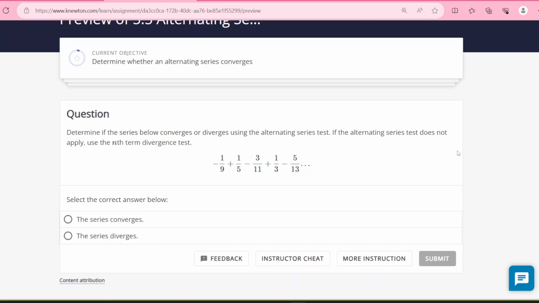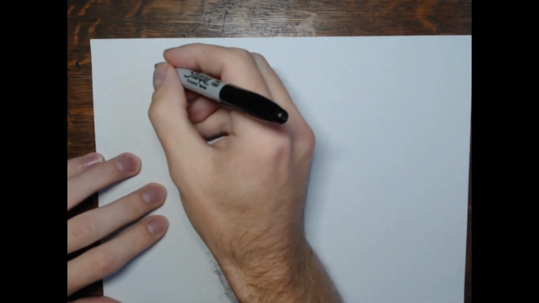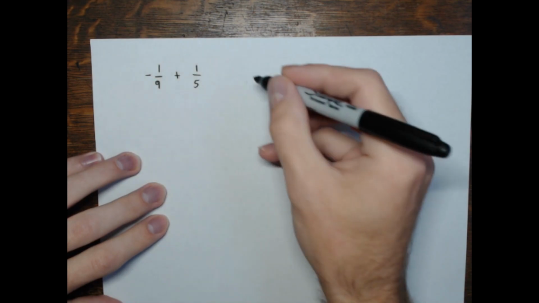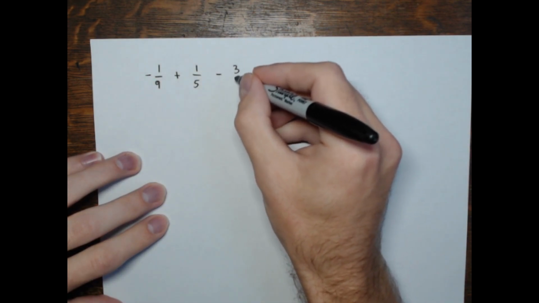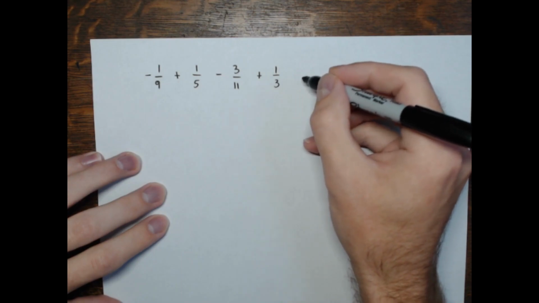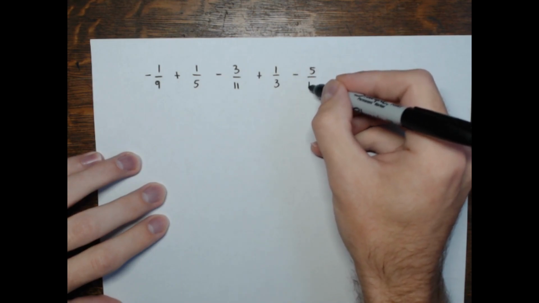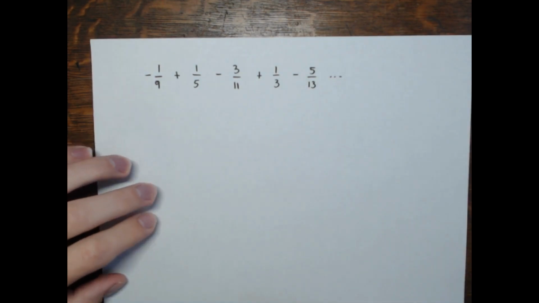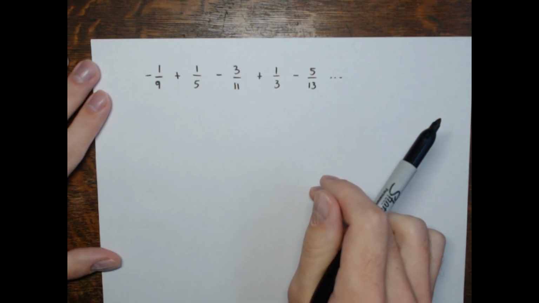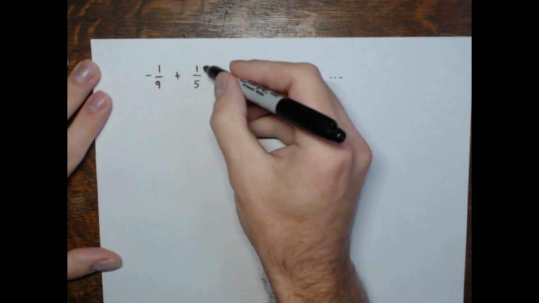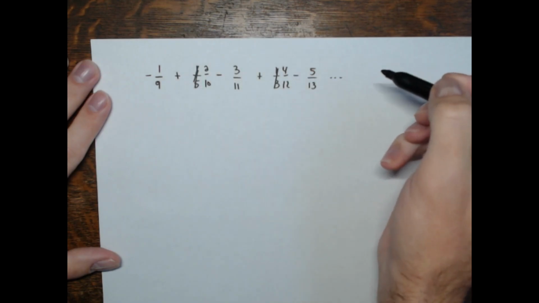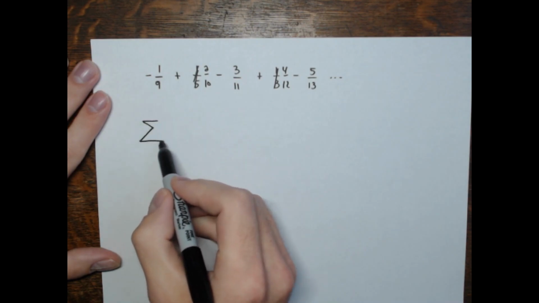All right. So let's see if I can figure out a little rule here for these terms. We got -1/9 plus 1/5. It's alternating, so it's going to go negative, positive, -3/11 plus 1/3, -5/13 and so on. So definitely alternating. Oh, okay, I see what this is. This is 2/10. This is 4/12, 1/3.